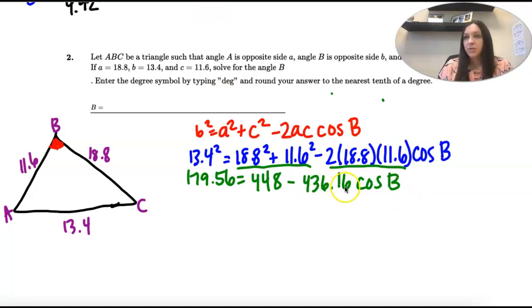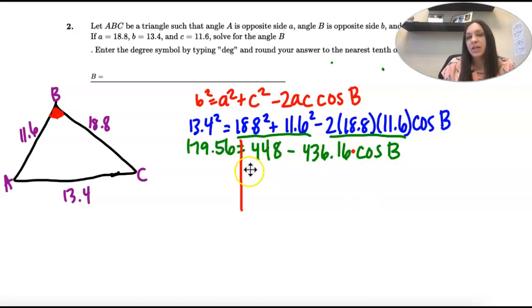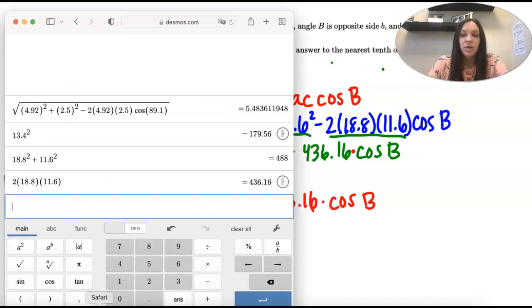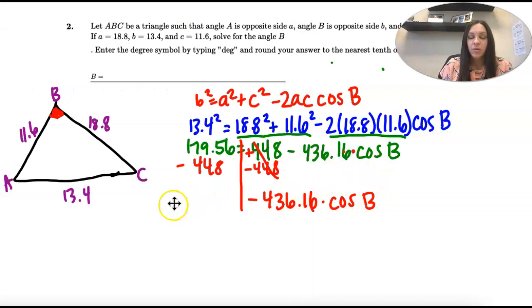So we just got down to some numbers, and now we want to get B by itself. So let's solve. This is 448 minus 436.16 times cosine of B. So first let's subtract the 448 from both sides, because that's a positive, so we're left with negative 436.16 times cosine of B, and then 179.56 minus 448 is negative 268.4.